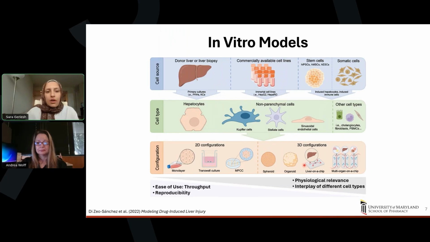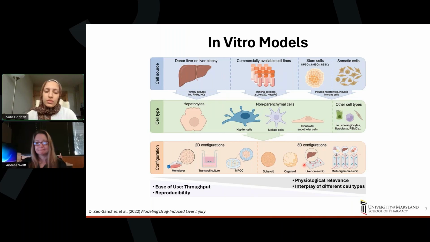And next I'll move into in vitro models, which is the main focus of today's webinar. Liver in vitro models involve many cell sources, starting from primary hepatocytes. Also, several cell lines are available. And there are many cell types, either parenchymal cells, or hepatocytes, versus non-parenchymal cells, which all can be involved in hepatotoxicity. Finally, it could be in different configurations, either 2D or 3D. And there are pros and cons to each of them.